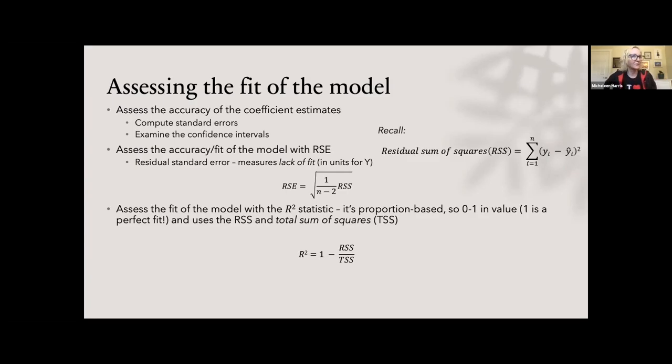Another cool way to assess the fit is the R squared statistic. This one's actually really nice because it's within the range of 0 to 1. It's proportion based, where 1 is like a perfect fit. So it also uses residual sum of squares and something called the total sum of squares. Our total sum of squares actually looks a lot like our residual sum of squares. It's our actual y's minus the mean of the y values, squared.